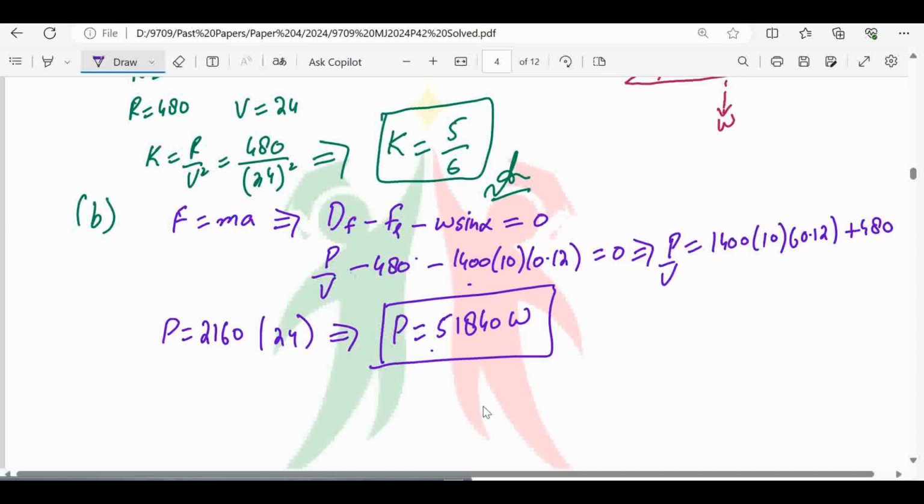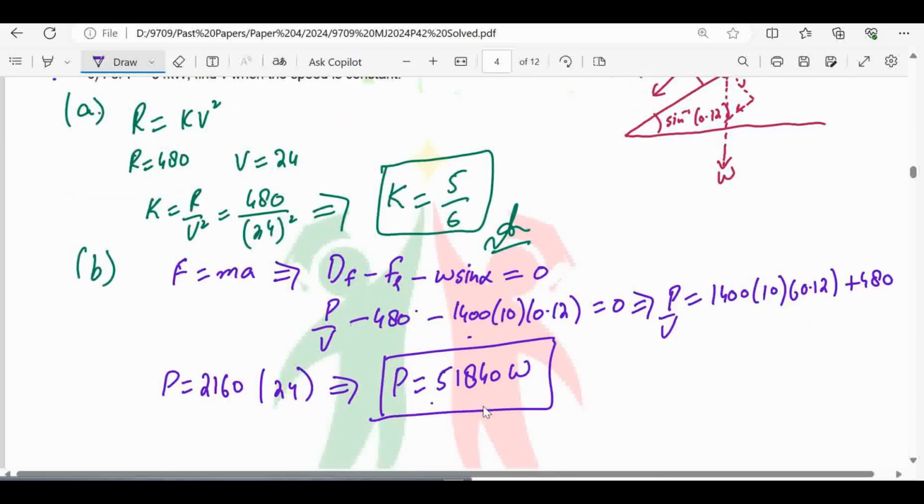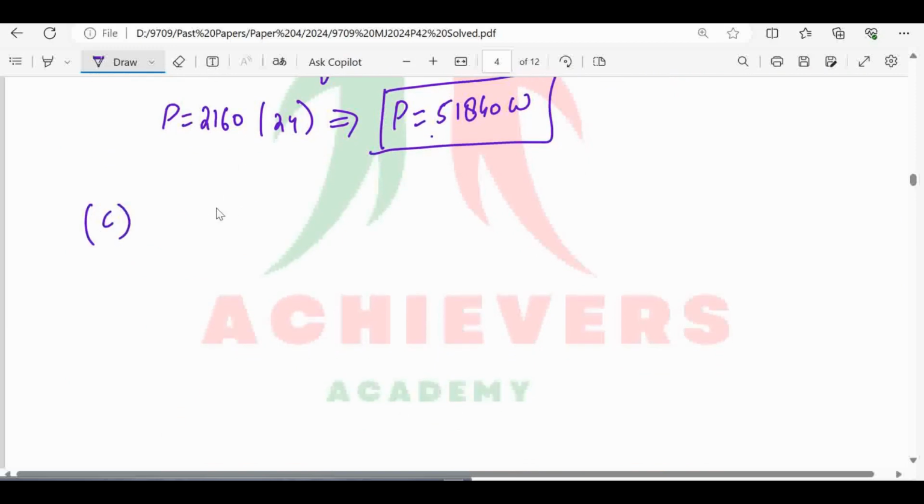So let's move to the C part. C part is the road is now horizontal. For P equals 54 kilowatts, find V when the speed is constant. Now we know that if the road is horizontal, P is equal to FV, and here we will have P equals kV squared multiplied by V, because the force is resistive force only. The power is given, 54,000 equals k, which is 5 by 6.